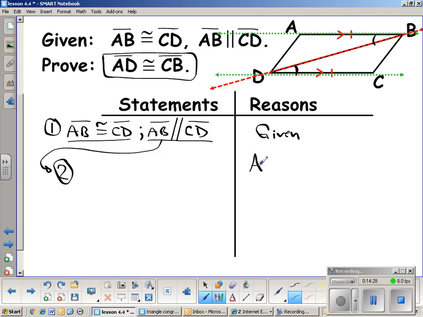AIA, alternate interior angles. It's actually a theorem, the alternate interior angles theorem, which says if the lines are parallel, then alternate interior angles are congruent. So if you just write AIA, we're good.